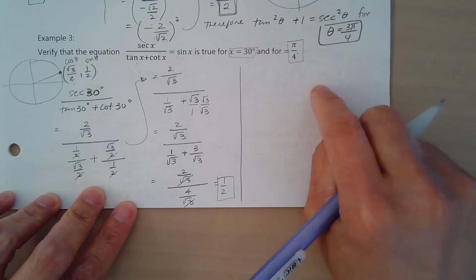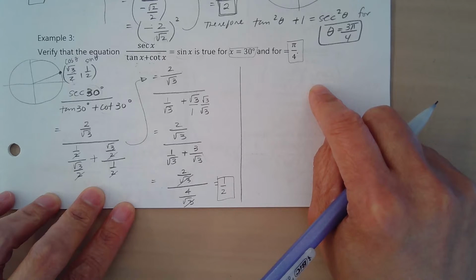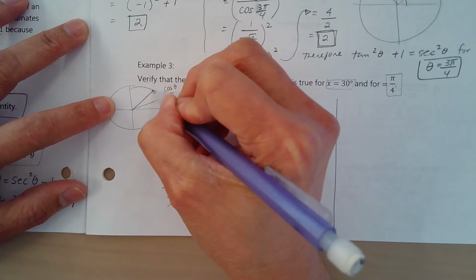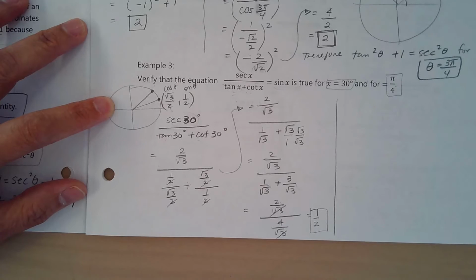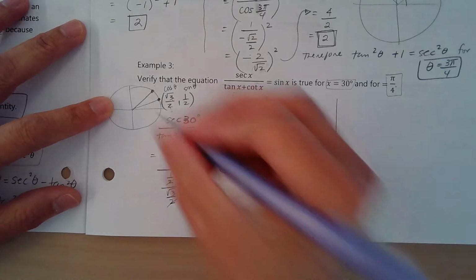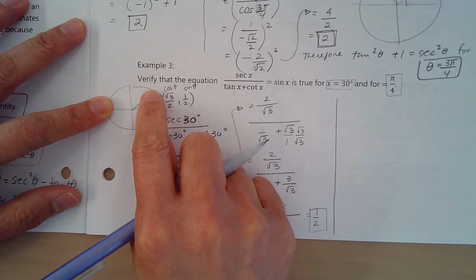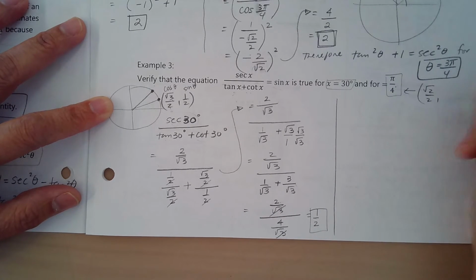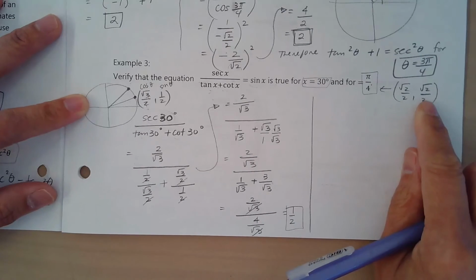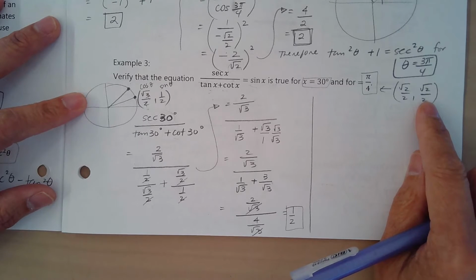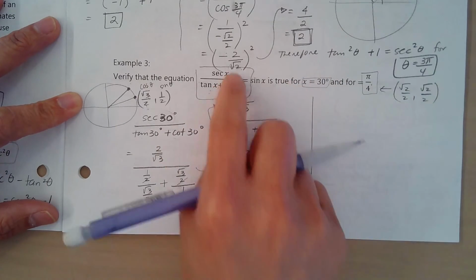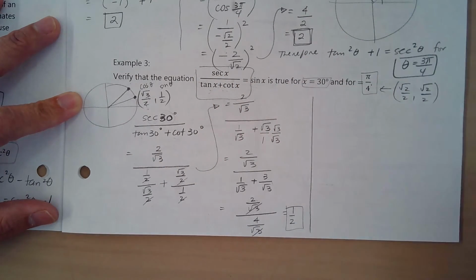Now what about pi by 4? Pi by 4, where's pi by 4? Right there. It's going to be root 2 over 2. Root 2 over 2 is the coordinate on a unit circle. Right? So for this one here, it's going to be root 2 over 2, comma root 2 over 2. I'll just write it on this side. That's cos of pi by 4 and sine of pi by 4. So if we evaluate this using pi by 4, what would it be?